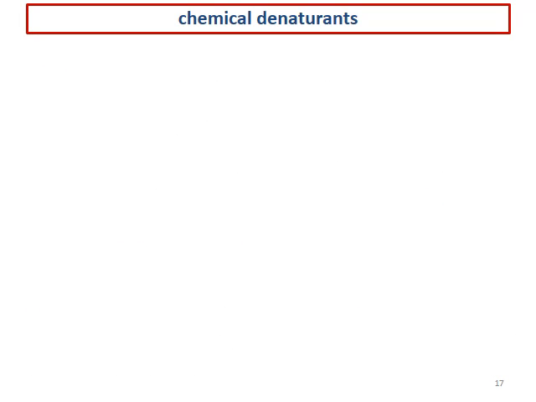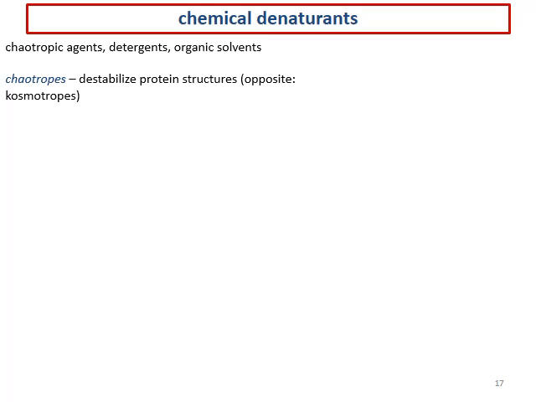That brings us to the topic of chemical denaturants, of which there are several. The first of these are chaotropic agents, and chaotropic agents include things like detergents and organic solvents, and these are compounds which destabilize protein structures. They are the opposite of cosmotropes, which would stabilize protein structures. Chaotropes destabilize protein structures. And the way they go about this is through decreasing hydrophobic interactions, or disrupting ionic interactions, or disrupting hydrogen bonds in proteins.